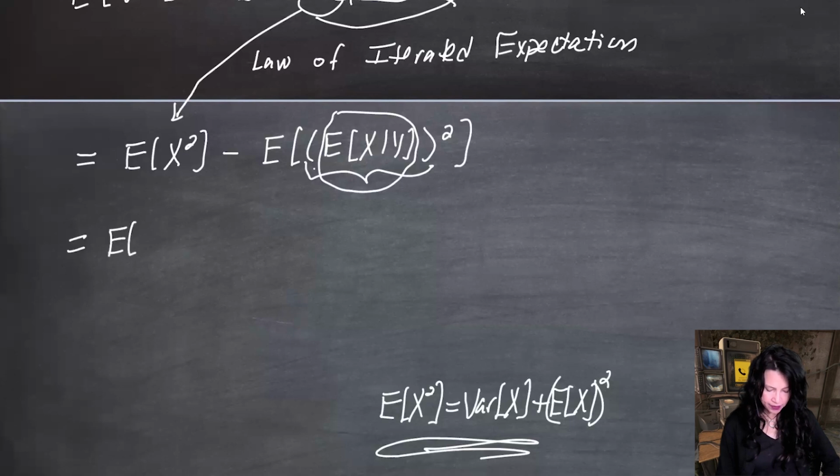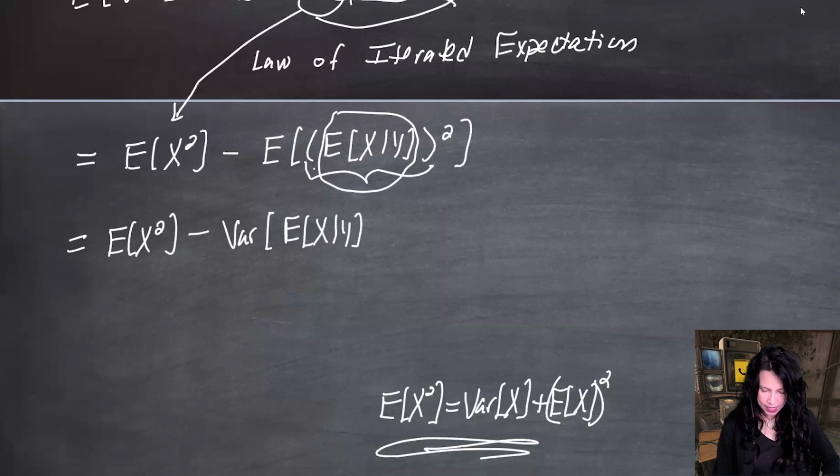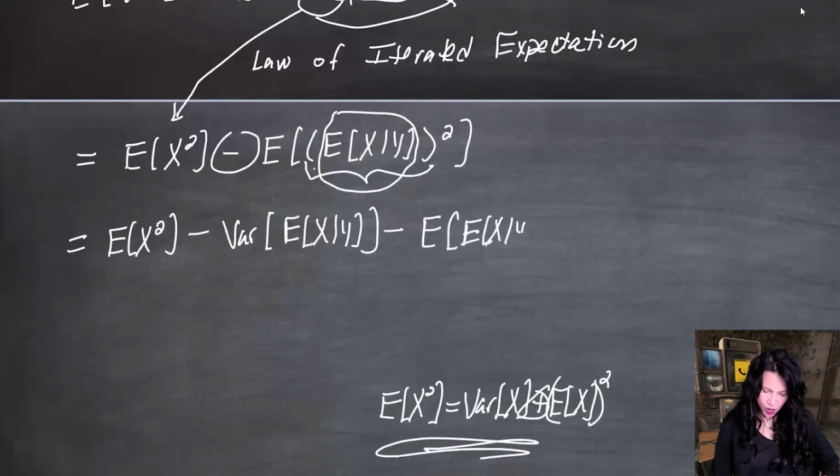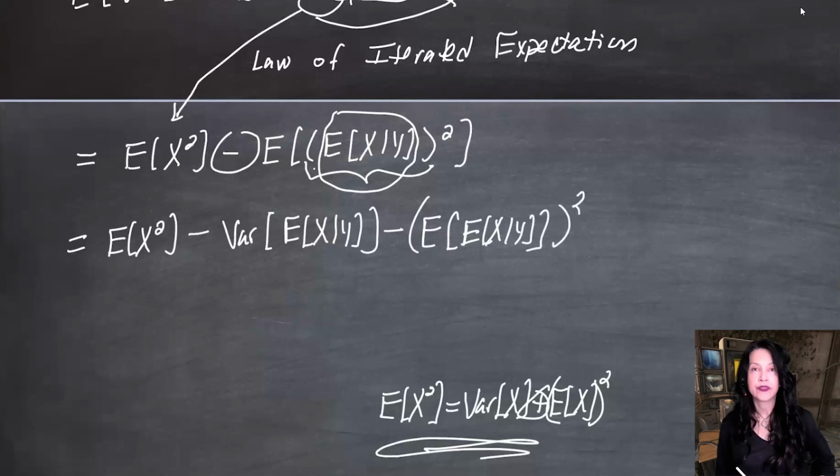I get this expected value of X squared just sitting out here, minus the variance of the expected value of X given Y. And then this minus and this plus, we're going to get another minus the expected value of the expected value of X given Y all squared. We're almost there because inside the squared, law of the iterated expectation, we just get this back.